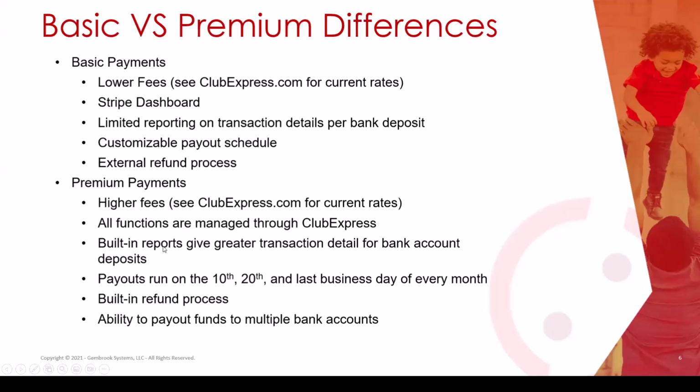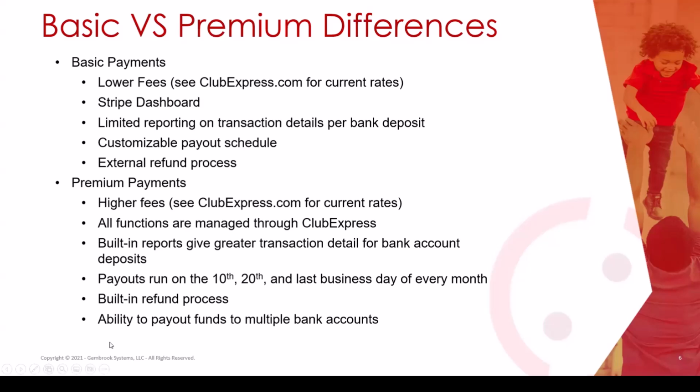The built-in reports give you greater details. So those bank deposit details reports are going to give you things like what the transactions were. So you can see details of, like, if someone signs up for an event and pays their membership at the same time with one payment, the detailed reports in the premium payments option are going to give you that breakdown, whereas the Stripe dashboard doesn't have the ability to see that information. Again, it's all in-house when you use the premium payment option. So the built-in refund process, the refunds are actually handled right on the ClubExpress platform instead of having to open up, say, another tab to a different website.